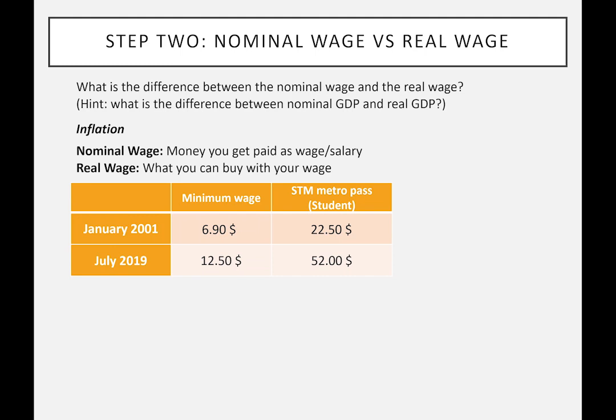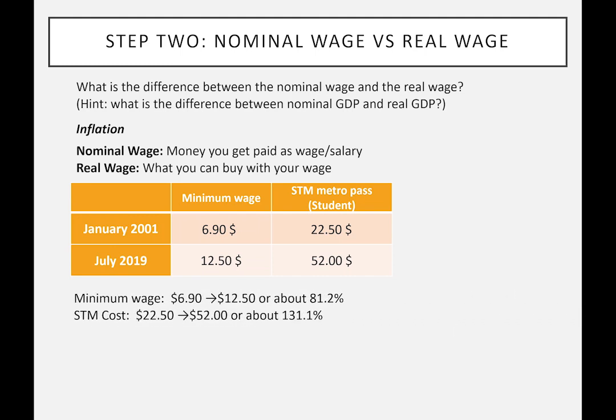And this is the concept that we're referring to in terms of the real wage. So we can see that the minimum wage increased by about 80%, whereas the cost of taking the Metro increased by 130%. So in these terms, we'd say that while the minimum wage, the nominal wage, increased, the real wage decreased. Of course, the STM Metro pass is only one item that would go into a consumer basket.